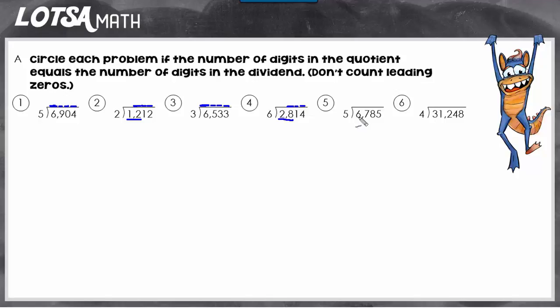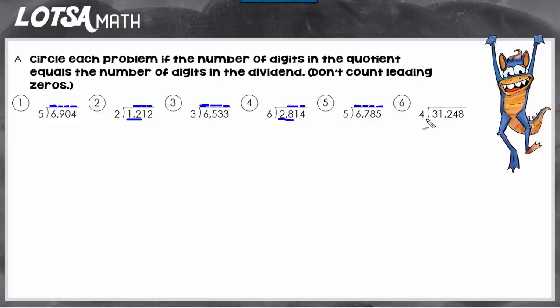We start with the largest place and we ask ourselves, can 6 be divided by 5? And since it can, that's going to be the first digit in our quotient. And once we get our first digit, every other digit in the dividend will also have a digit right above it in the quotient. So 6,785 divided by 5 is going to be a 4-digit number. Okay, let's do the last one.